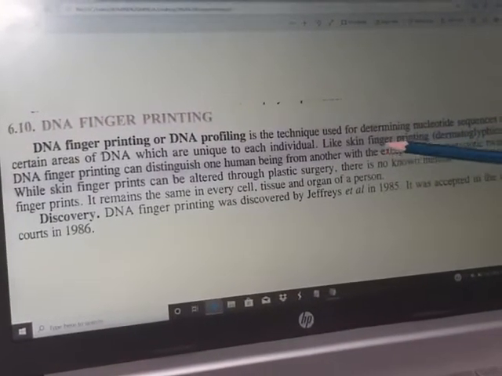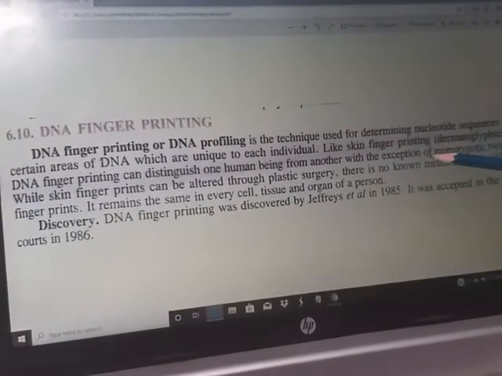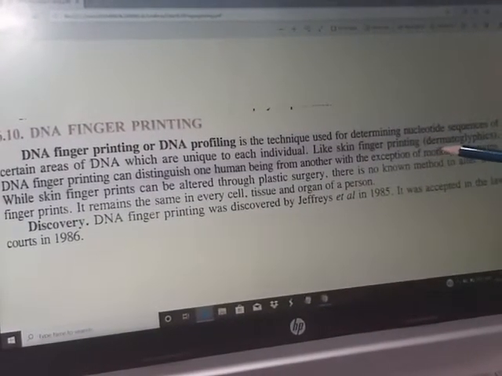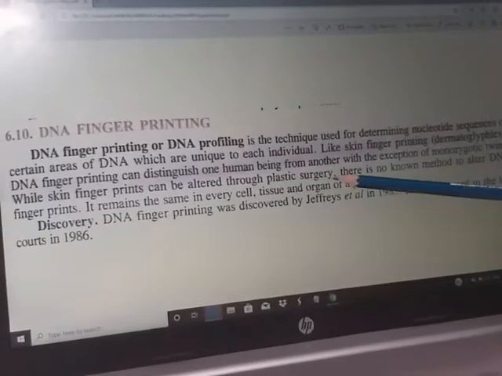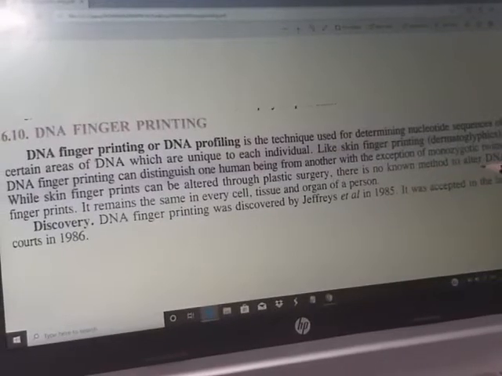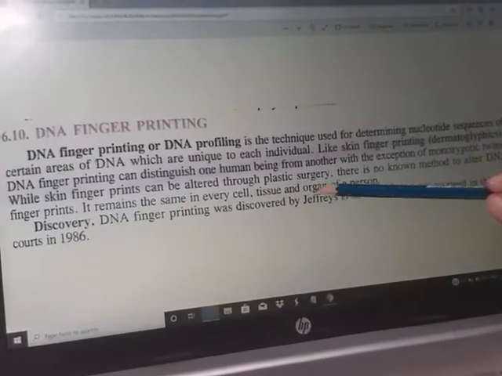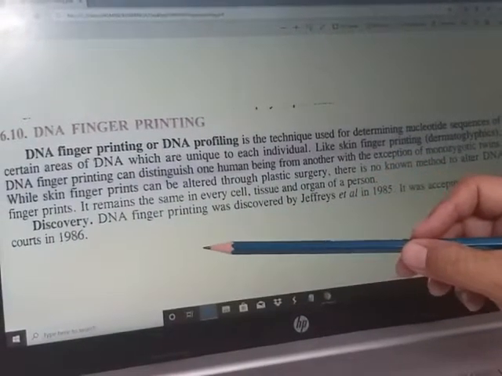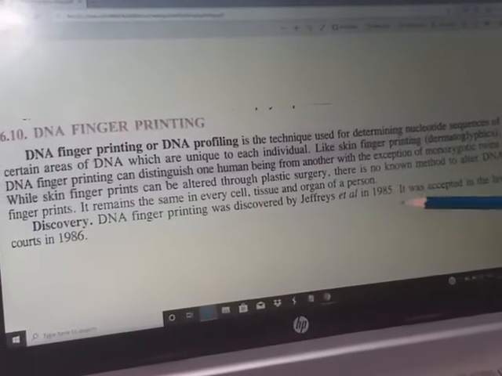Means both the techniques will be able to provide differences of one human being from the other, except monozygotic twins, because both will have the same kind of fingerprints. Now the skin fingerprints can be altered or destroyed with plastic surgery, but the DNA fingerprints cannot be altered. They remain the same in every cell, tissue, organ of a person. Regarding the discovery of this technique, it was Jeffreys et al. in 1985 who gave this technique.